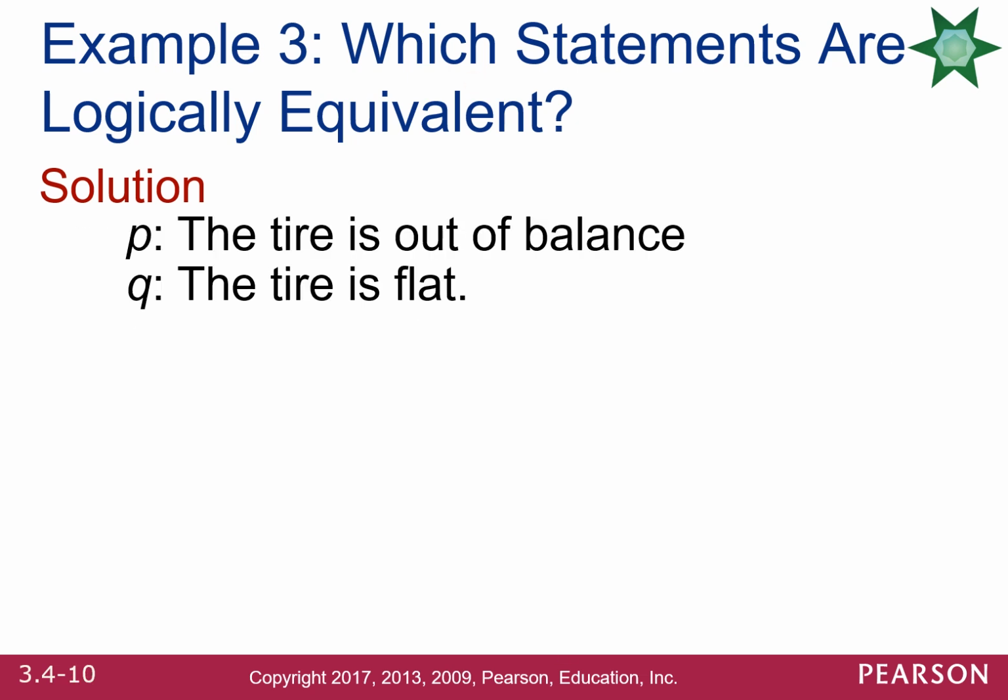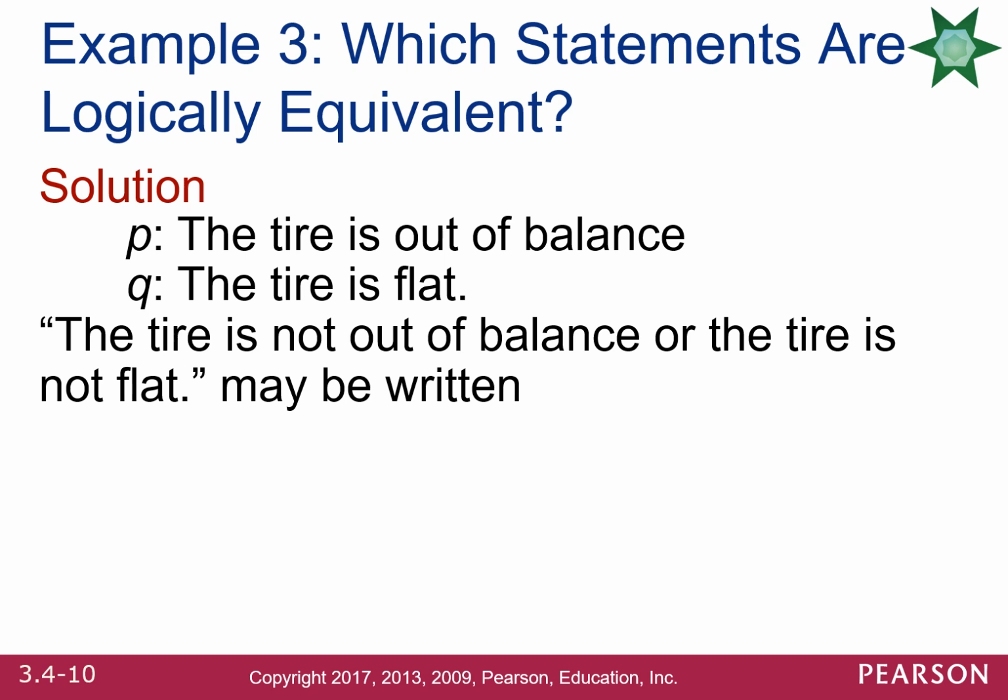And then we'll take part B and C of the four statements that were given to us and put those in symbolic form. So let's pull those up. So part B said the tire is not out of balance or the tire is not flat. So it was an or statement, but it was negation for both P and Q. So it was not P or not Q. So let's see if they have that. So yes, not P followed by the OR symbol, and then we have not Q.